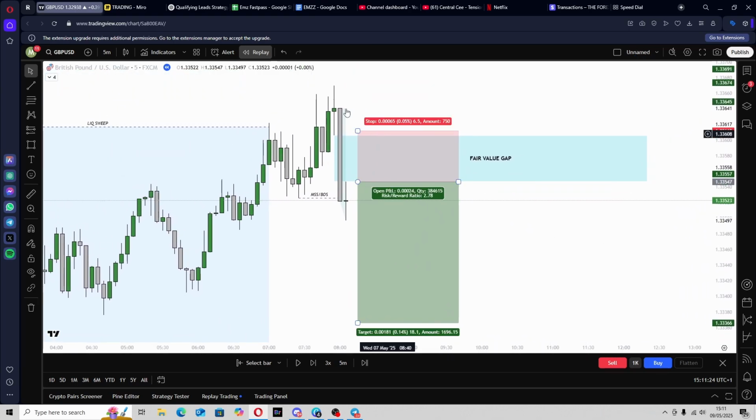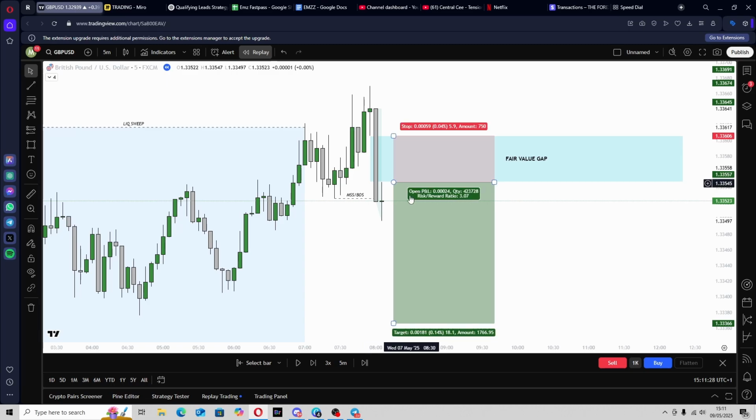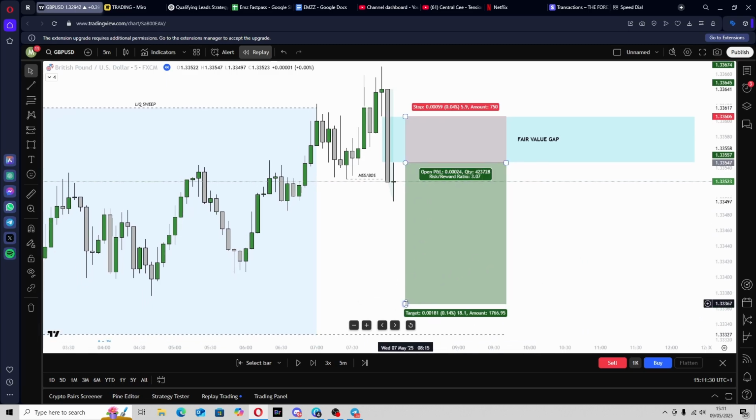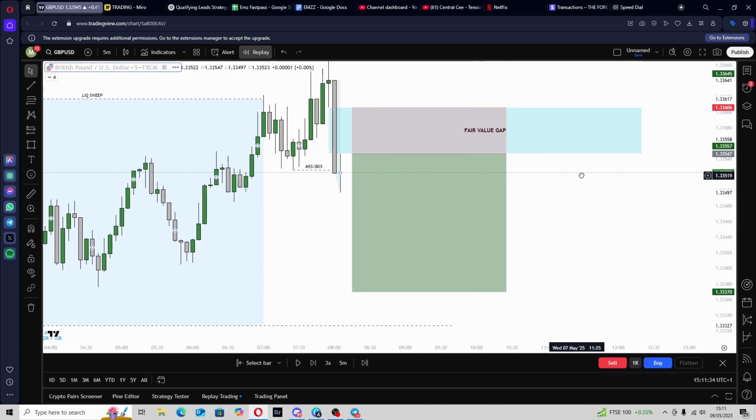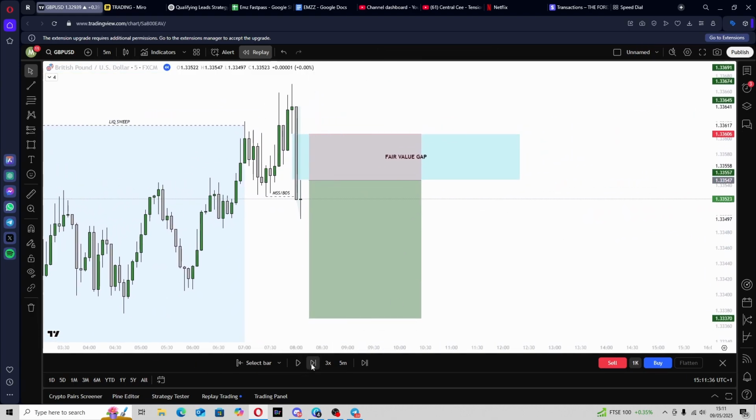Okay, so what I'm going to actually be doing is placing my stop loss a little bit below. I'm going to place it on the line exactly, and I'm going to be placing my take profit at a 1-to-3 risk reward ratio. And as soon as I've done that, all I've got to do now is play price forward, and you're going to see exactly how this trade runs.